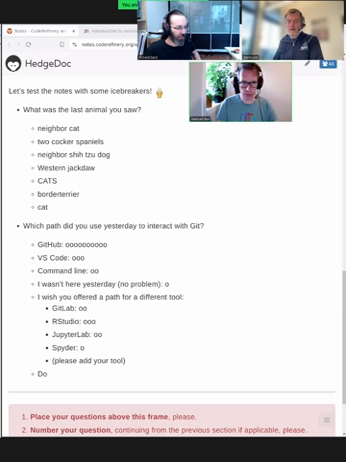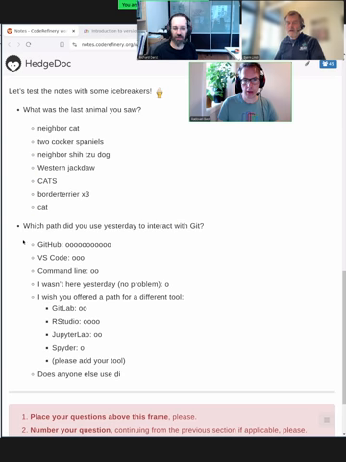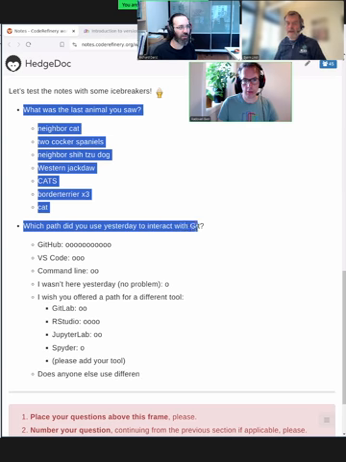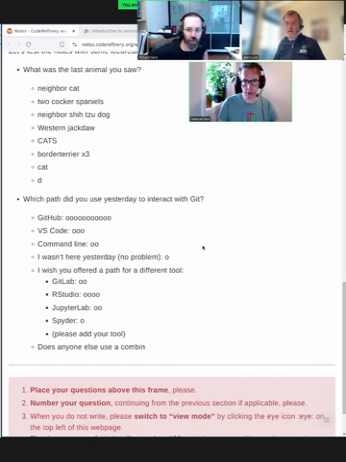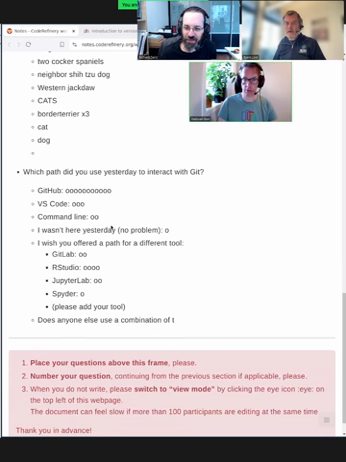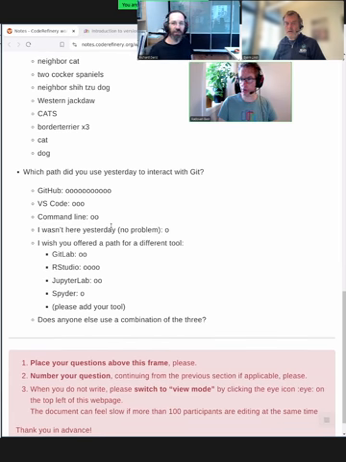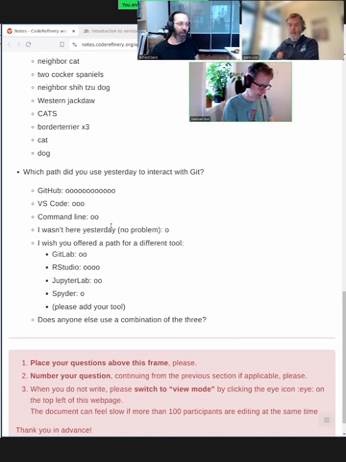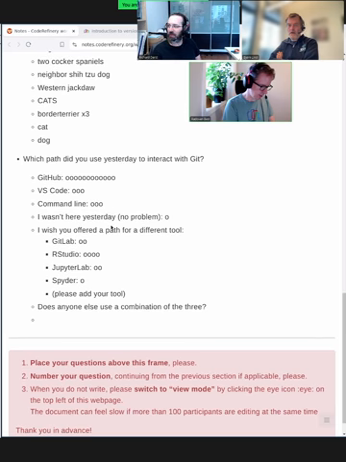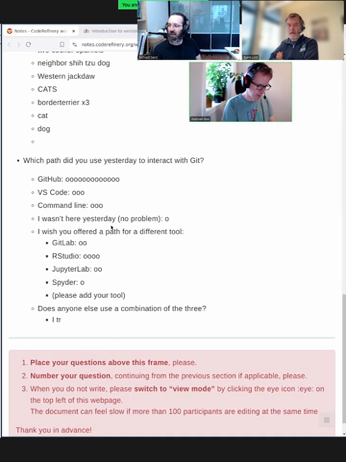But the second question is really important for us, and that is, which path did you use yesterday to interact with Git? So please let us know. And I will come back to this question. This is really important for us, that you vote here and that you also let us know about paths that we should offer in future. Maybe you can even help us add some of the extra paths after you've done the course.